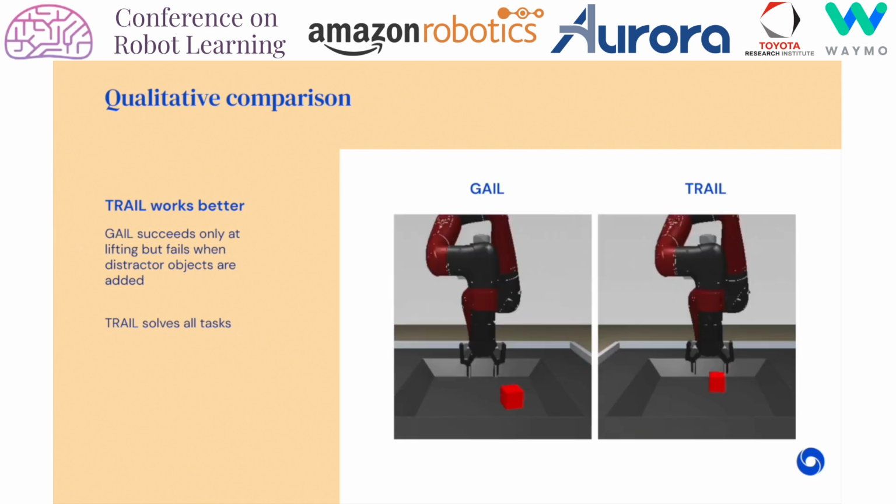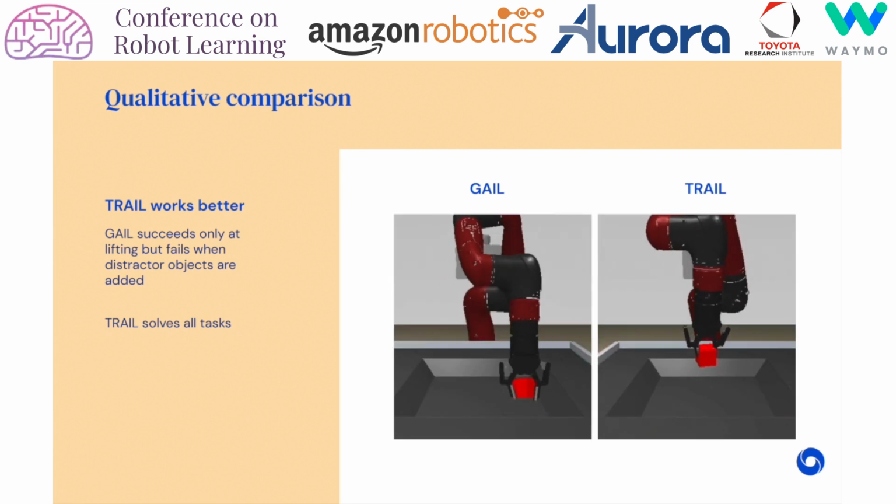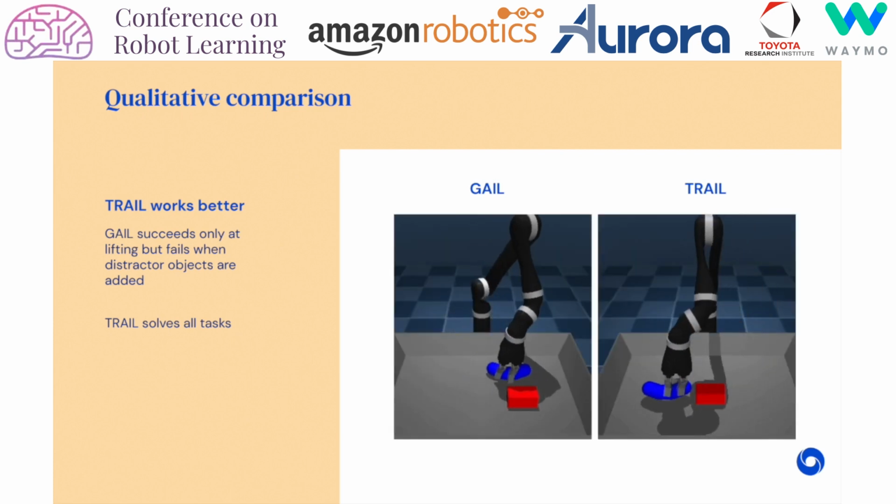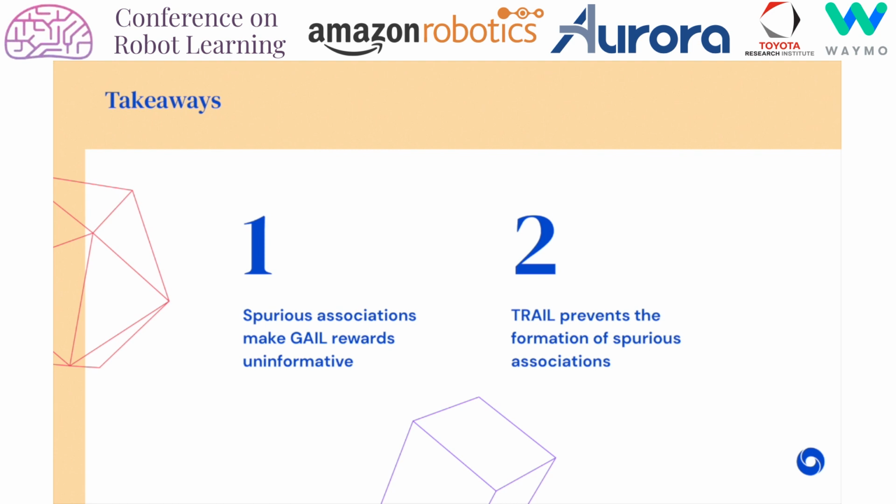Here we have some qualitative comparison. GAIL agents are able to solve only one task, the easiest, while TRAIL agents nail all of them. On this slide, I have both takeaways. Let me reiterate them. First, spurious associations make GAIL rewards uninformative, and second, TRAIL prevents the formation of spurious associations.